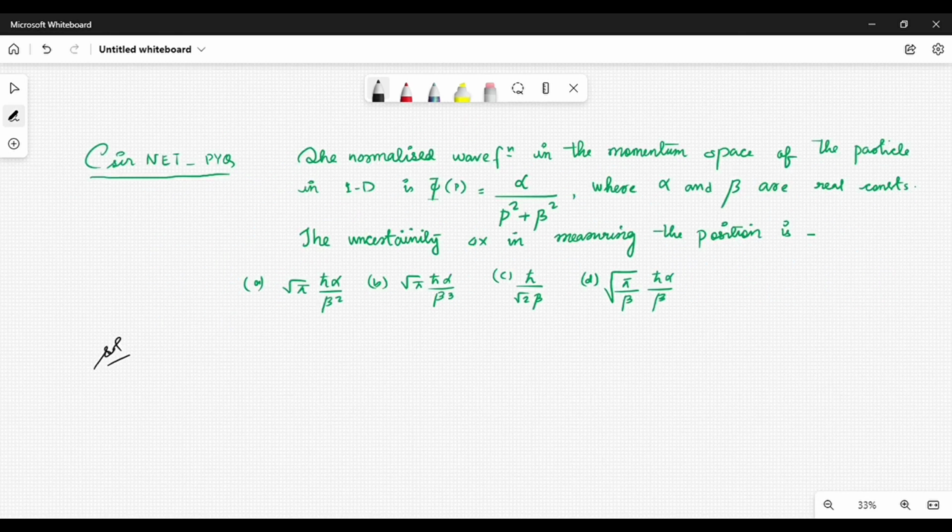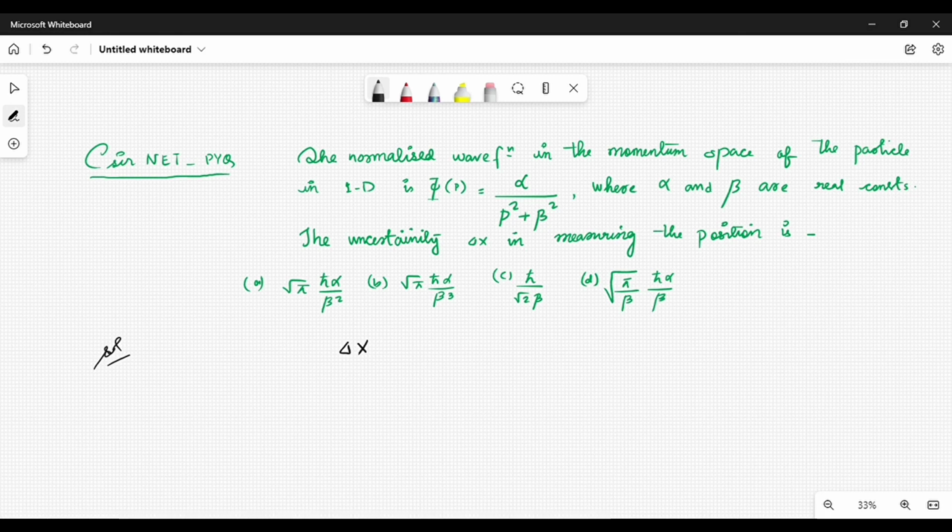So this is our next question, a CSIR NET PYQ, right? Though this is a quantum mechanics PYQ, it is based on dimensional analysis. That is why I have taken this PYQ. So the question is, the normalized wave function in the momentum space of a particle in one dimension is phi of p, that is, the wave function in the momentum space of a particle, right? It is given by alpha divided by p square plus beta square, where alpha and beta are real constants. The uncertainty delta x in measuring the position is, that is, you have to express delta x in terms of this.